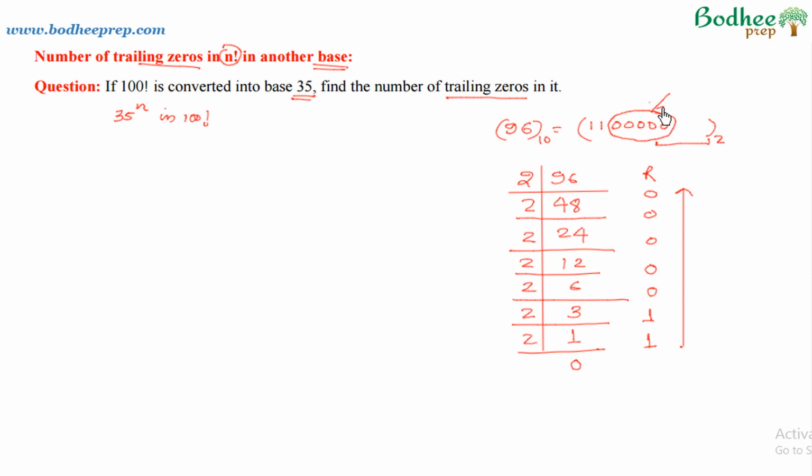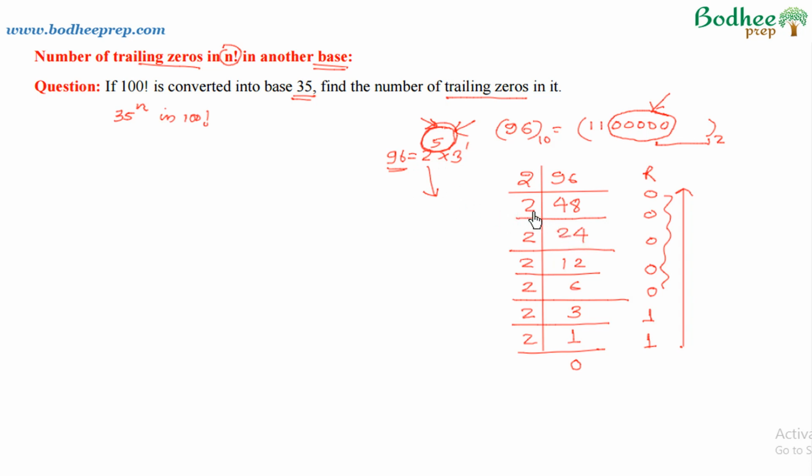Now what is the relation of these 5 trailing zeros and the number 2 with 96? These 5 trailing zeros were achieved when 2 successively divided 96. If we do the prime factorization of 96, we get 2 to the power 5 into 3 to the power 1. So the number of times we can divide 96 successively is the exponent of 2 in 96. So if the number 96 in base 10 is converted to base 2, the number of trailing zeros will be the exponent of that base when the number is prime factorized.